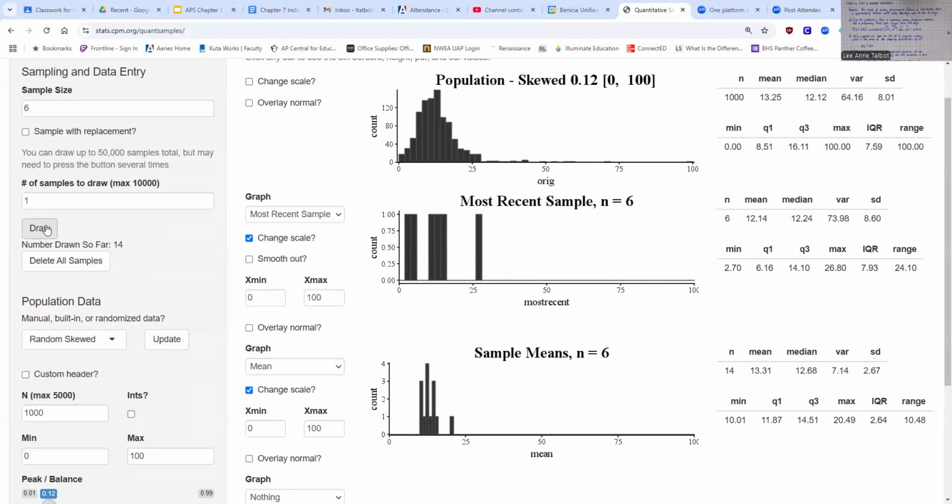Okay, now, this is fun. Can you guys tell that it's still kind of skewed? Yeah. The bottom one, okay. Now, let me up the sample size, just the sample size.